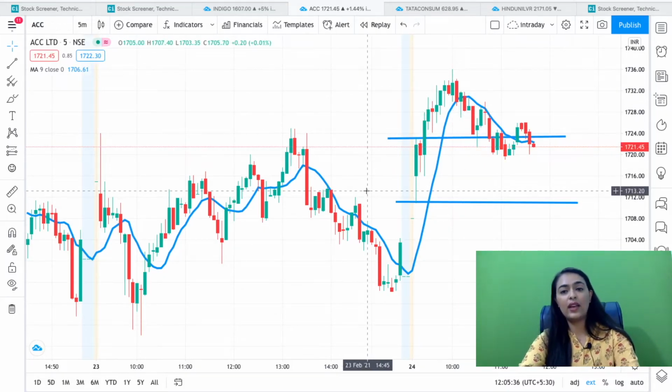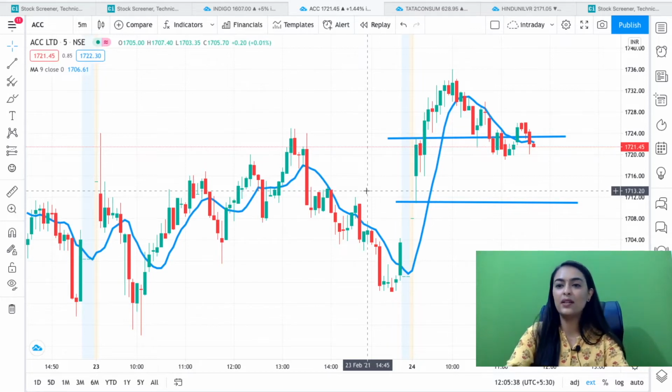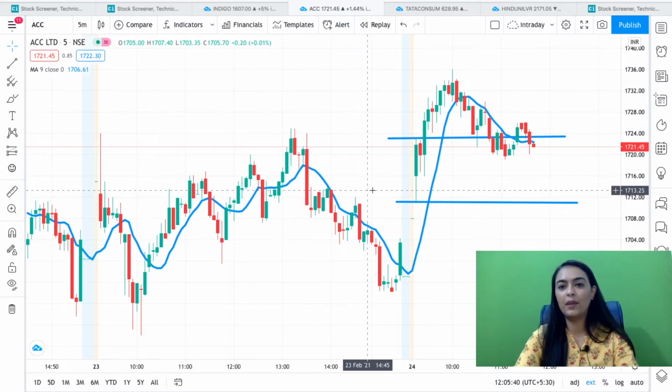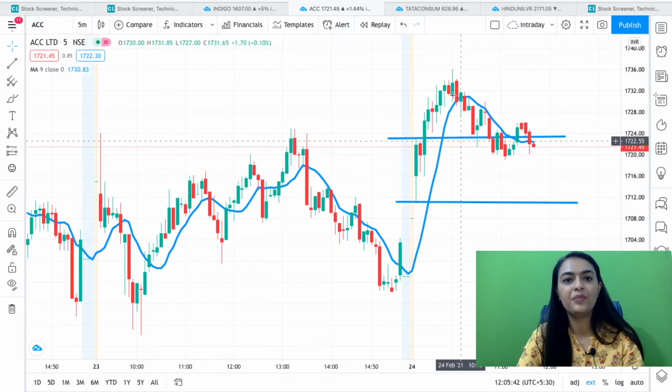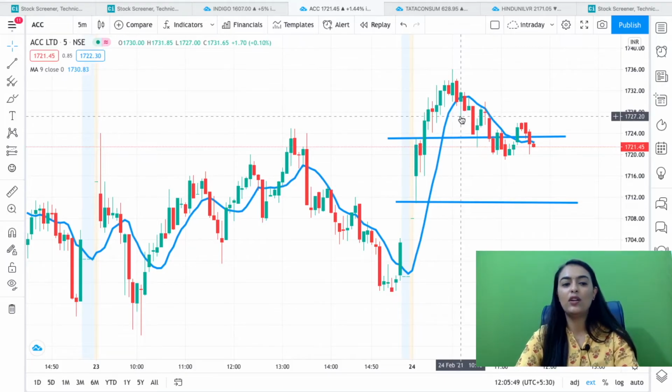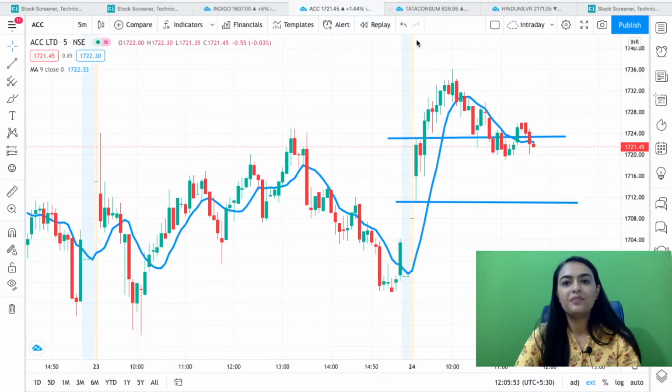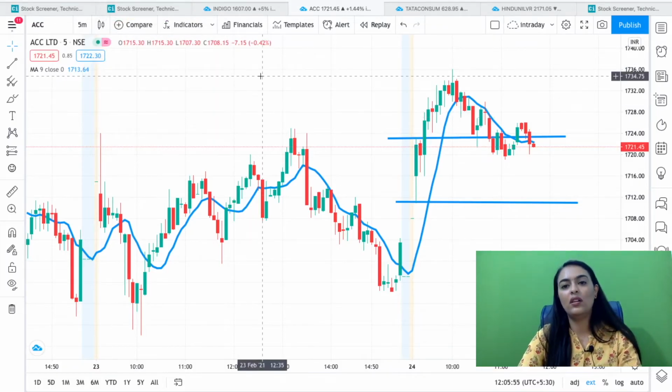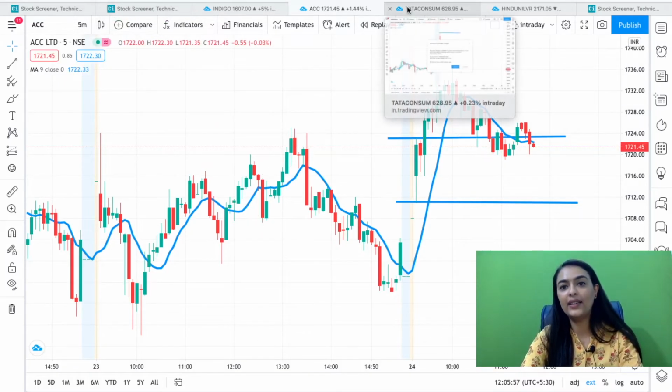In this technique we can expect around 1% profit per day per trade. We should not expect bigger profits in intraday. We should only stick to more of a scalping kind of trade. And next we will go for the open high technique.